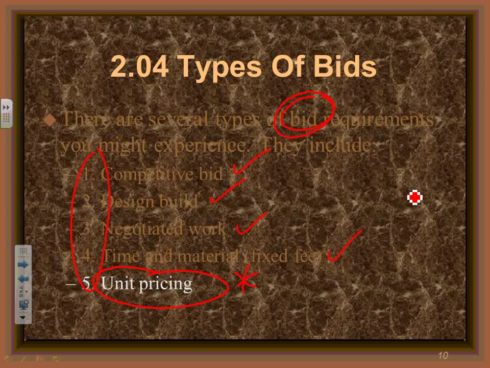In order to come up with a unit price, what do you need to do? You need to do a detailed estimating. You have to do a detailed estimating to come up with a unit price. You can't just come up with a unit price.